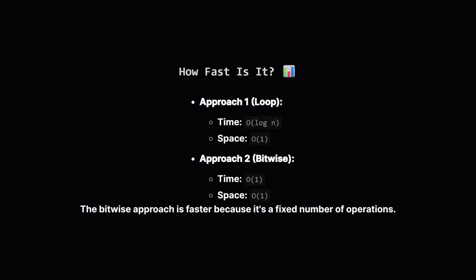So how fast are these solutions? The first approach with the loop is pretty fast. Its speed depends on the number of bits in the input number, which we call a big O of log n time complexity. But the second approach, the bitwise one, is even better. It performs the same few checks no matter how large the number is, so it's big O of 1, or constant time. Both methods use virtually no extra memory, which is called big O of 1 space complexity.